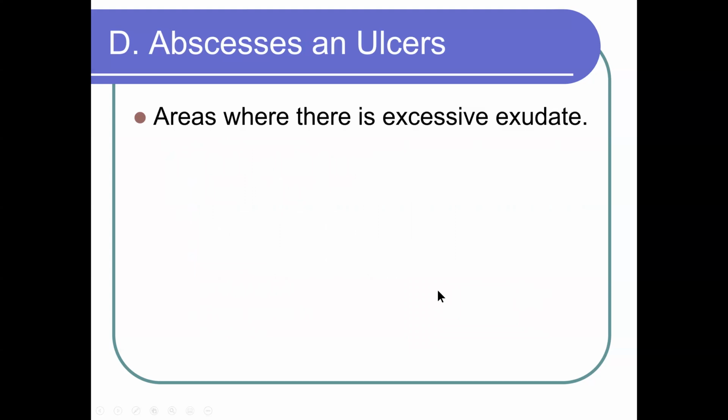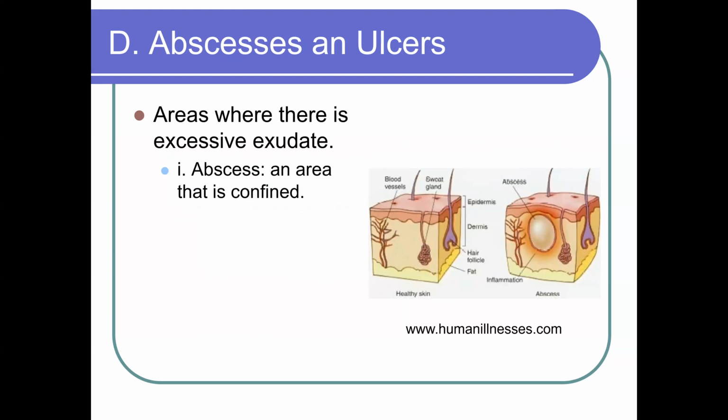We also can get areas of an ulcer. There's a couple of areas that we can get. You can get what's called an abscess. This is an area that has been walled off. It's underneath the skin, and has no external orifice to drain.